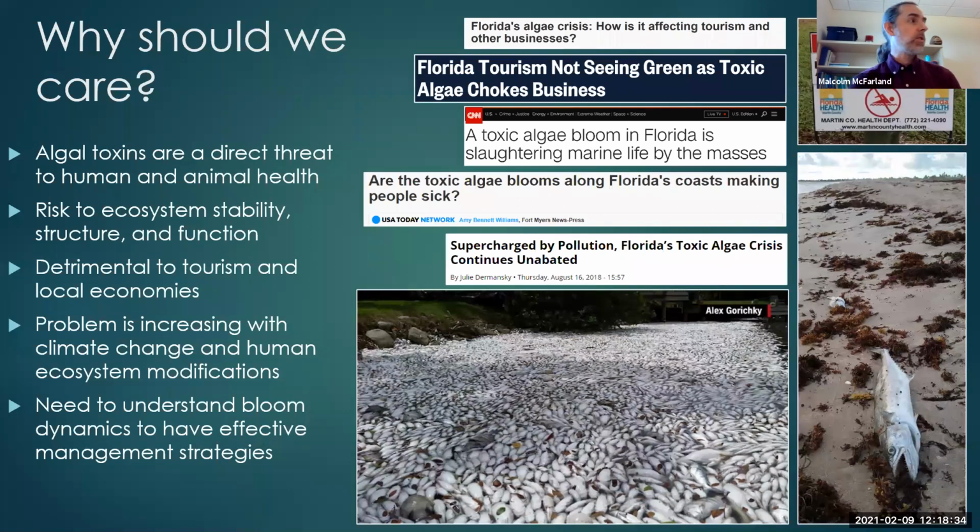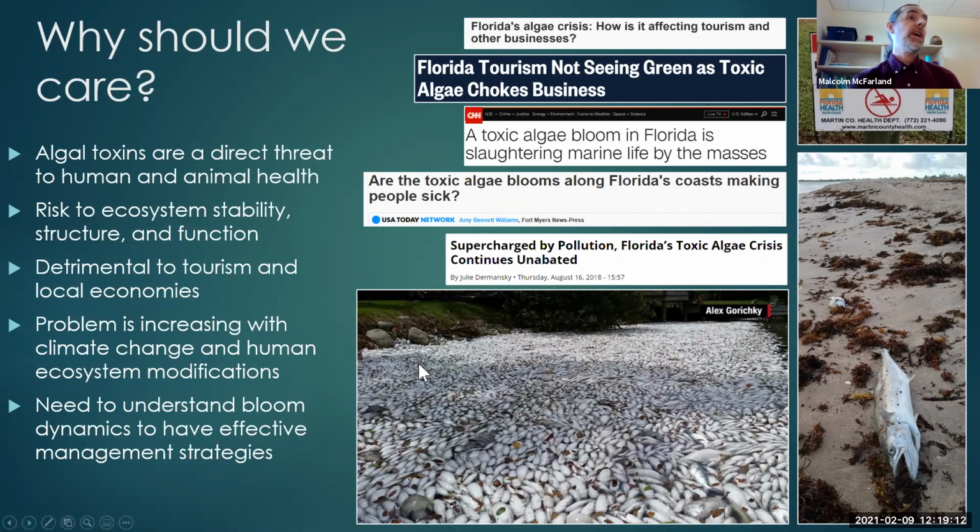Of course, it can be detrimental to tourism and local economies, but the problem also seems to be increasing over time. As I said, we're impacting things like temperature and nutrients in coastal water bodies, and this seems to be leading on a local, on a national, and even on a global level to an increase in these harmful algal blooms. And we need to really understand how these factors are impacting blooms so we can figure out the best strategies to employ to minimize the blooms themselves and their impacts.